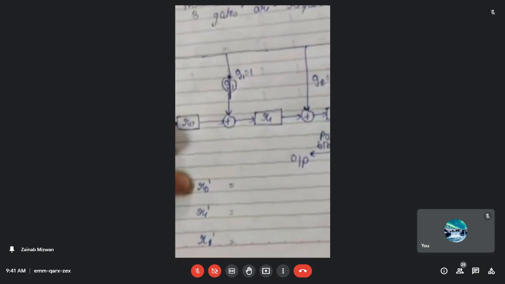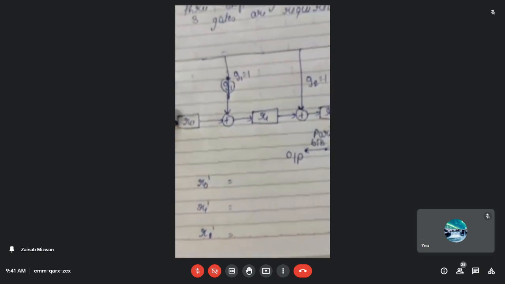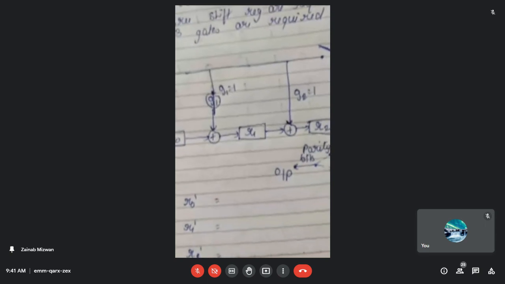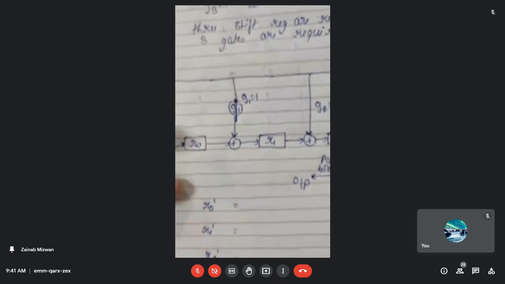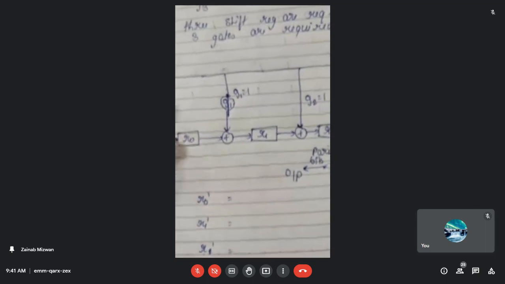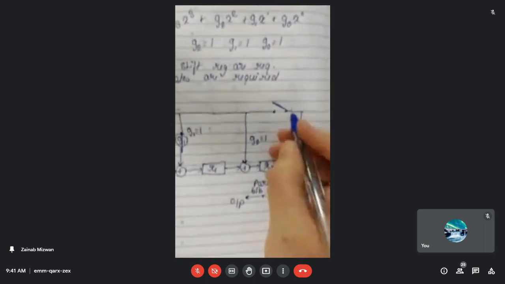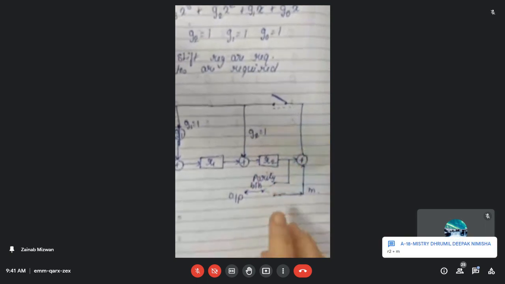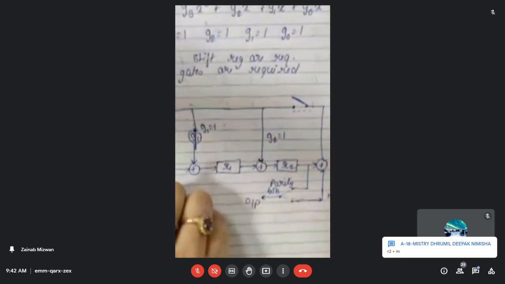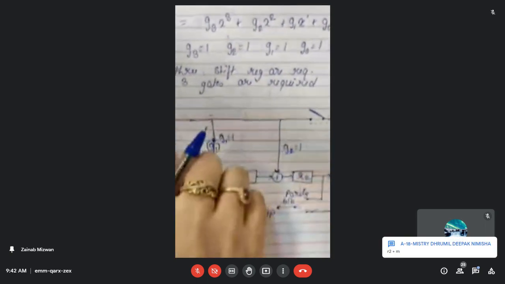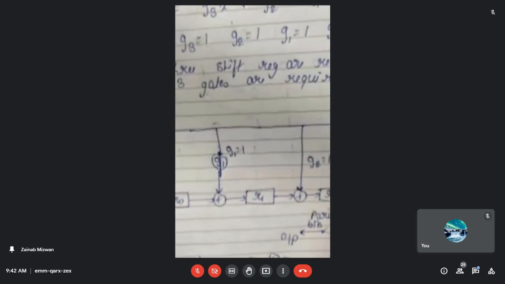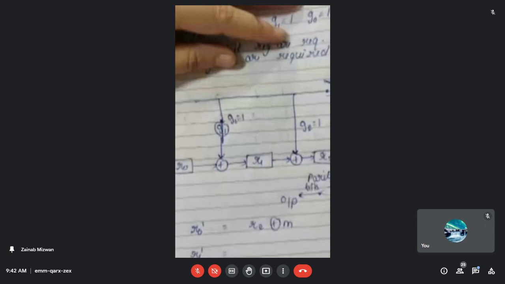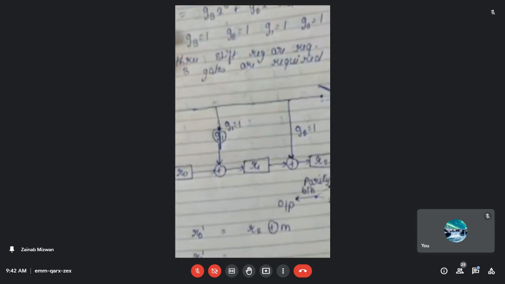So I need to write the equations for R0 dash, R1 dash and R2 dash. Before shift, the value in all three registers will be 0, 0, 0. Now for R0 dash, what will be the equation? As you can see, when this switch is closed, R2 XOR M comes in. So R0 dash will be R2 XOR M.